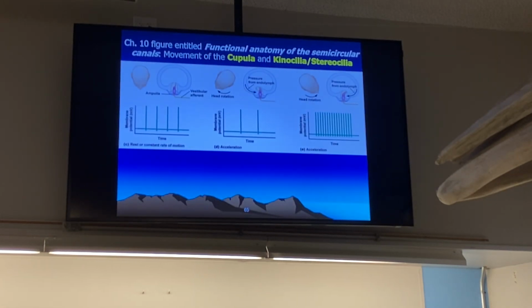And again, it's all about altering resting action potential tone. This is that resting action potential tone. You can either slow it down or accelerate it. Everybody see that?